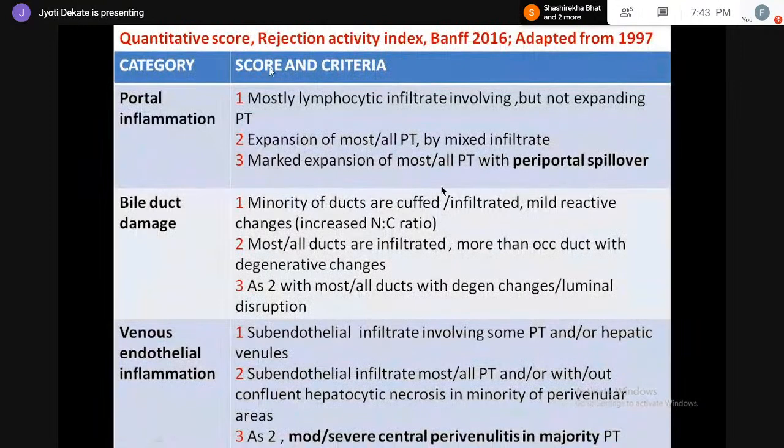So this is just a brief recap of the rejection activity index, where we score each of these 3 components on a scale of 1 to 3, and we sum the total to find the rejection activity index to guide the treatment of these patients.